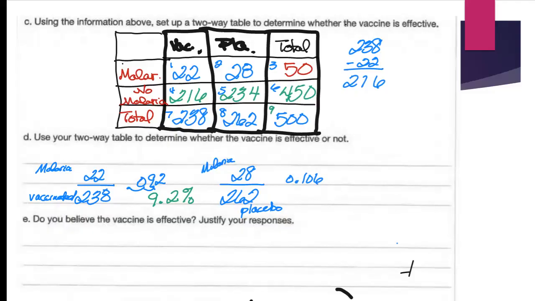106. Okay. So what is that as a percent? 10.6, right? So this is 10.6%, and this is 9.2%. What do you think about those percentages? Is there a big difference between those that got the placebo and got malaria, and those that got the vaccination? So would you say this vaccine is effective or not? It's more effective, yes, but would you say it's effective?